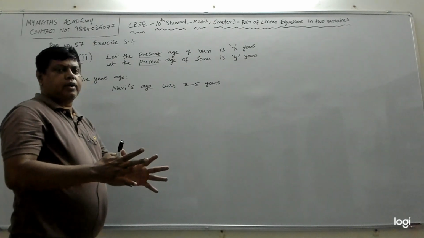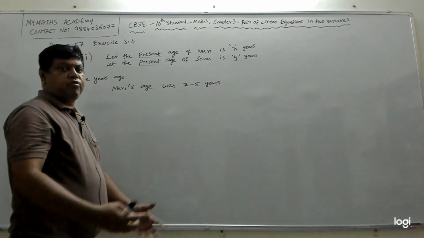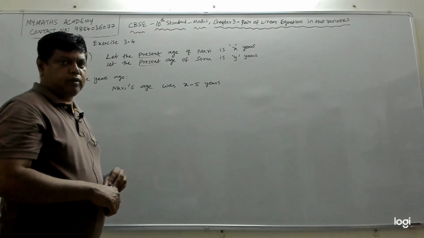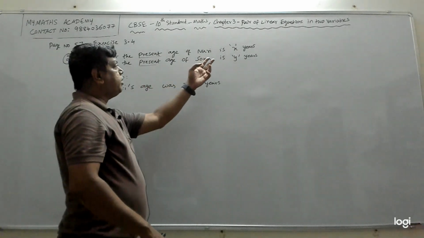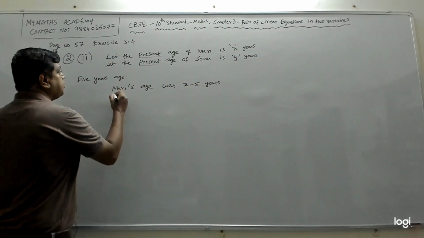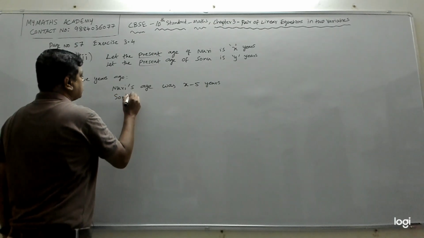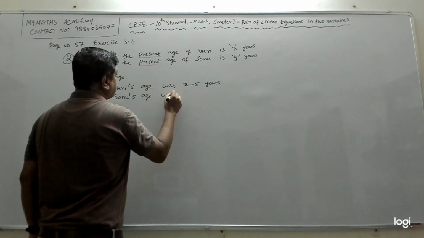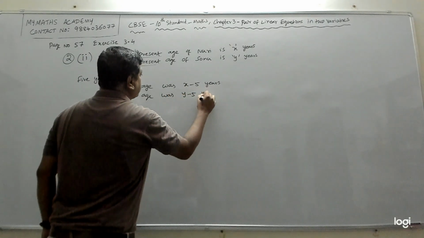Suppose you are currently 14 years old. Before 5 years, you were 14 minus 5, which is 9 years old. So Noori is x years old, and 5 years ago she was x minus 5 years. Similarly, Sonu's age 5 years ago was y minus 5 years.